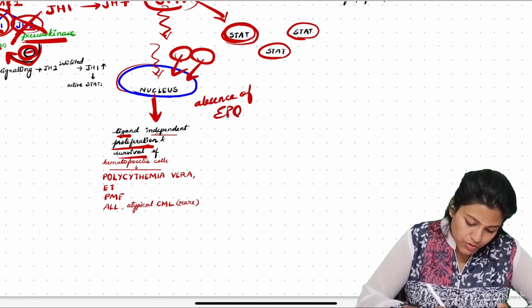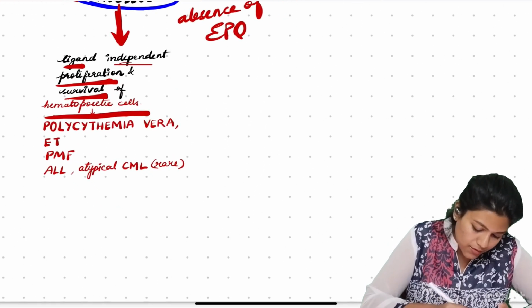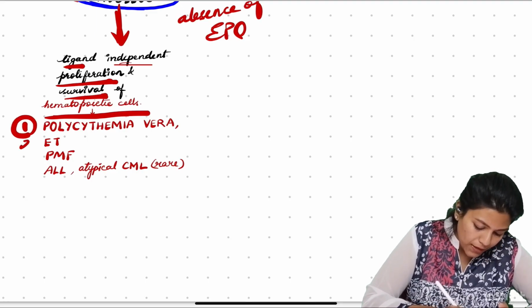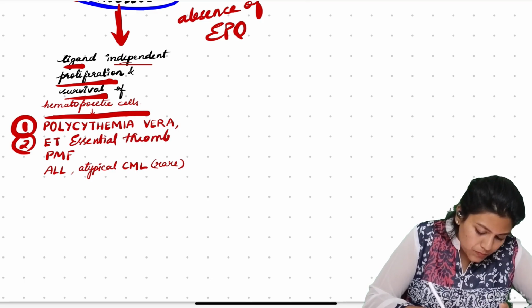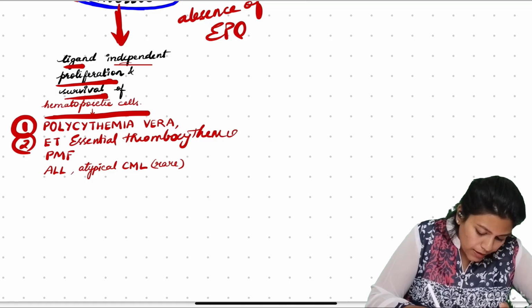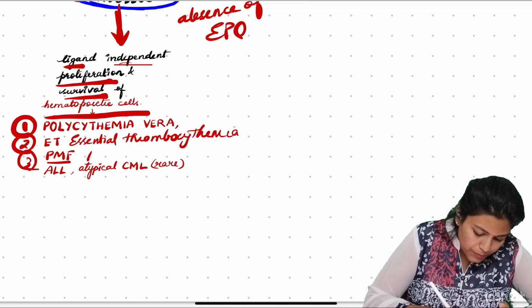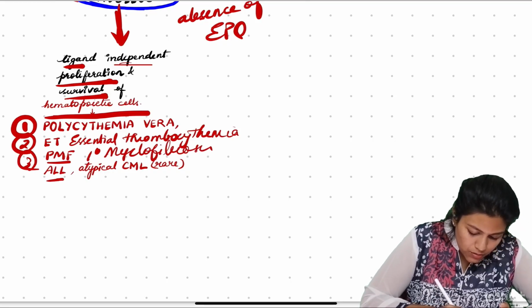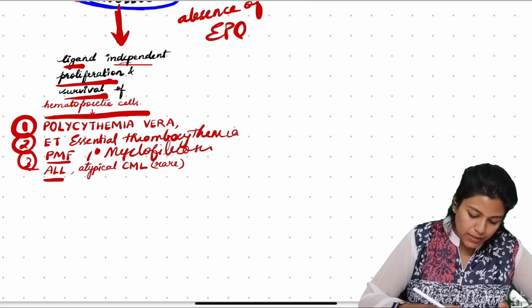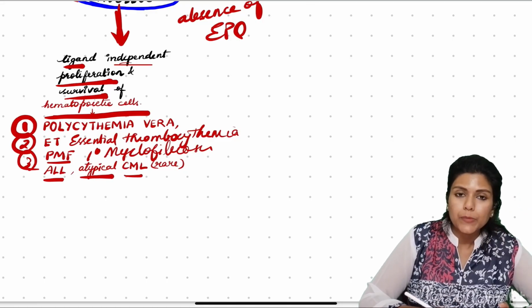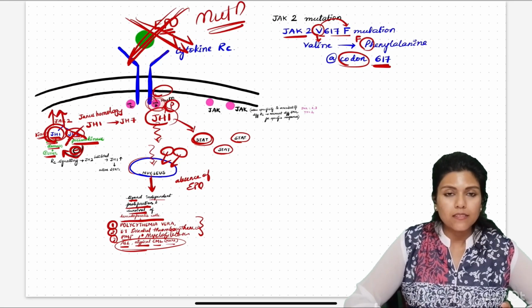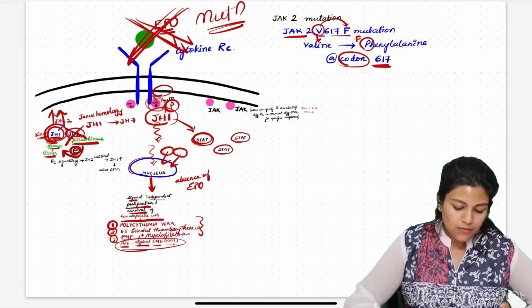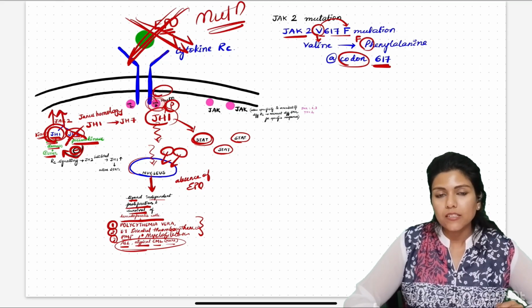So continuous proliferation and survival of hematopoietic cells will result in polycythemia vera, essential thrombocythemia, and thirdly PMF, that is primary myelofibrosis, and rarely it causes acute lymphoblastic leukemia, ALL, or atypical CML, that is atypical chronic myeloid leukemia. These are the commonest cancers caused by JAK2 mutations. This is one important example of a JAK2 mutation.